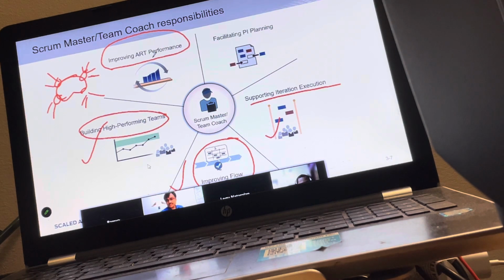Another thing which a Scrum Master should do is getting things ready for the PI planning meeting and facilitating your team level planning in a PI planning meeting. So as we learned a little bit, in a SAFe world, all team members are expected to participate in a PI planning meeting.